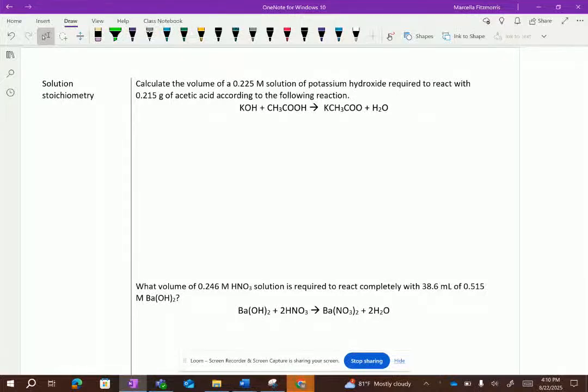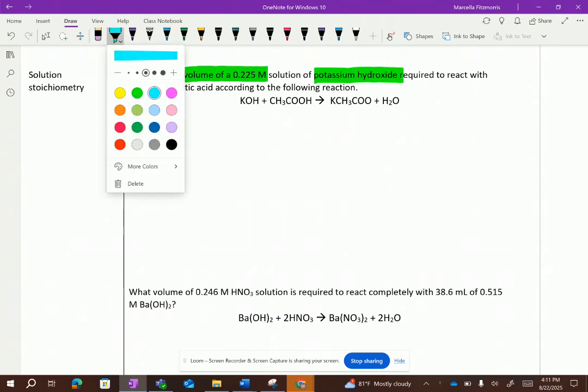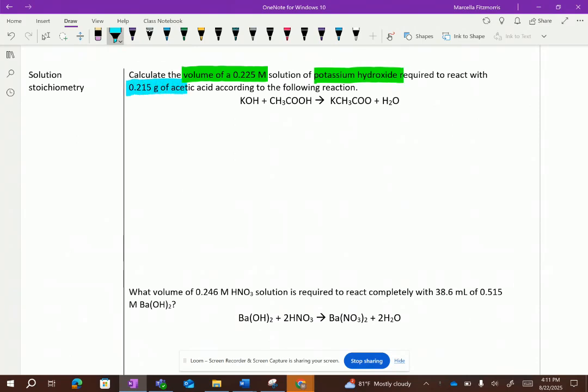We're going to pretty much do the same thing, except we're going to use this knowledge we know about stoichiometry and go to moles first to deal with solutions and stuff like molarity. So in this question, we're asked to calculate the volume of a 0.225 molar solution of potassium hydroxide that's required to react with 0.215 grams of acetic acid, according to the following equation.